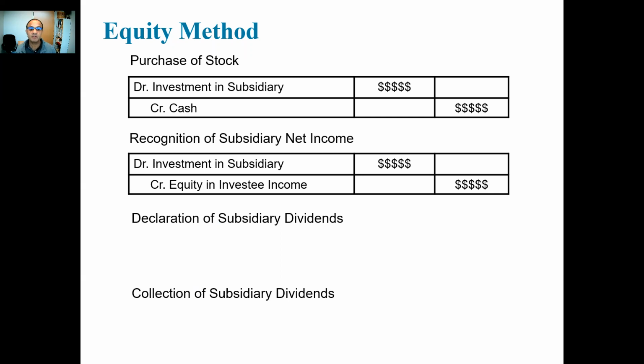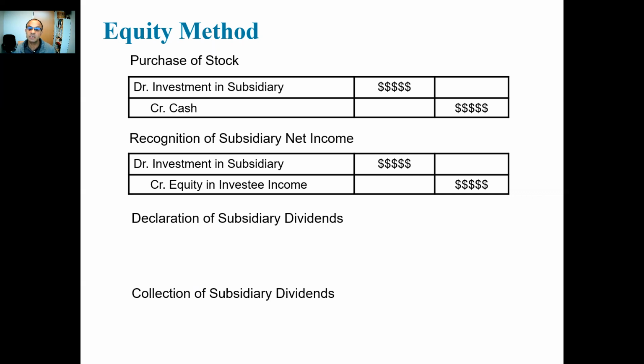And I'm going to show you several examples to show you how to make this journal, but you need to be aware that if the subsidiary disclosed net income, the parent company has to record their portion of net income by debiting investment in subsidiary, same as the purchase, and credit equity in investee income. We know from the previous slide that those accounts are assets, but the equity in investee income is going to be revenue that will go to the income statement.